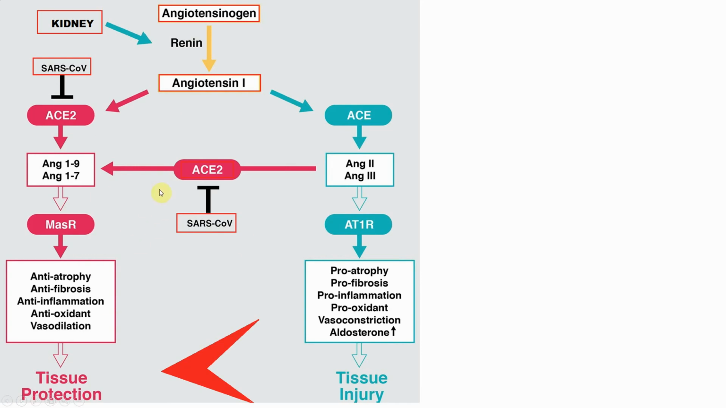When we have COVID-19, the ACE2 receptor, because of binding to SARS-CoV-2, can be inhibited, and in this case angiotensin 2 and angiotensin 3 increase in the body, and the mechanism of the inflammation will be faster and the tissue can be injured.